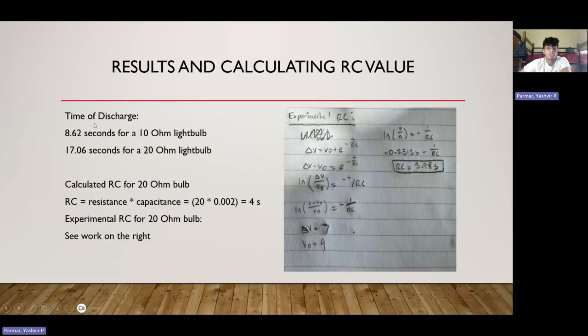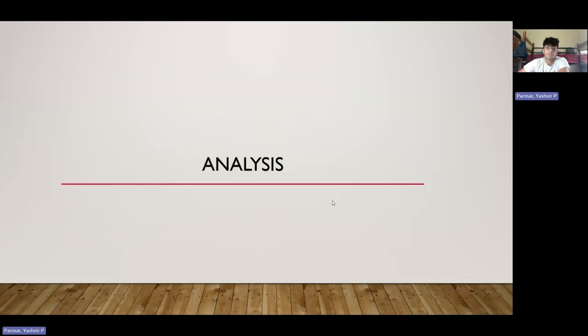Now some data: the time of discharge was 8.62 seconds for the 10 ohm light bulb and 17.06 seconds for the 20 ohm light bulb. Now we calculate the theoretical RC of the 20 ohm light bulb, which is resistance times capacitance, so 20 times 0.2 equals 4 seconds. For the experimental RC, we use the voltage equation, V equals V initial times e to the power of negative t over RC. We isolated RC, and the final voltage in the circuit was 7 volts, and the initial voltage was 9 volts. In this case, we found the RC value to be 3.98 seconds, so relatively close.